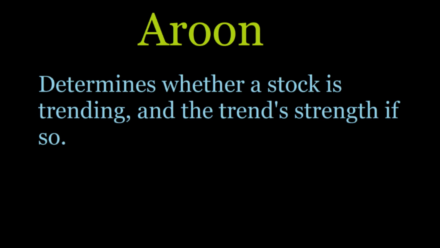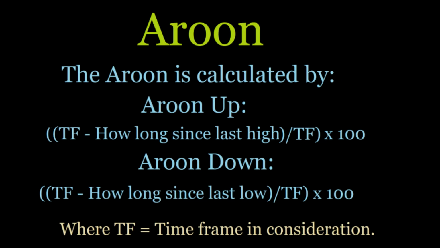The calculation for Aroon is pretty simple, and this is one of the simpler indicators that we're going to be covering. To calculate it, there are two lines: the Aroon up line and the Aroon down line. The Aroon up line is the time frame minus how long since the last high, divided by that time frame, times 100. So it's kind of like a percentage of how long, and that percentage is of whatever time frame you choose.